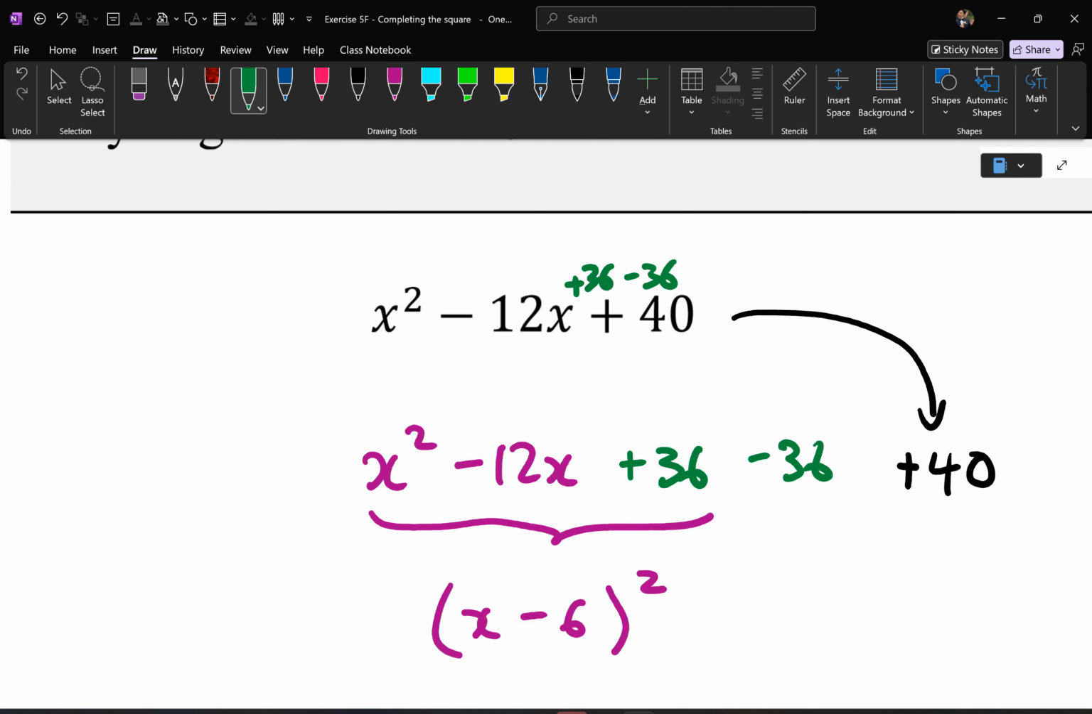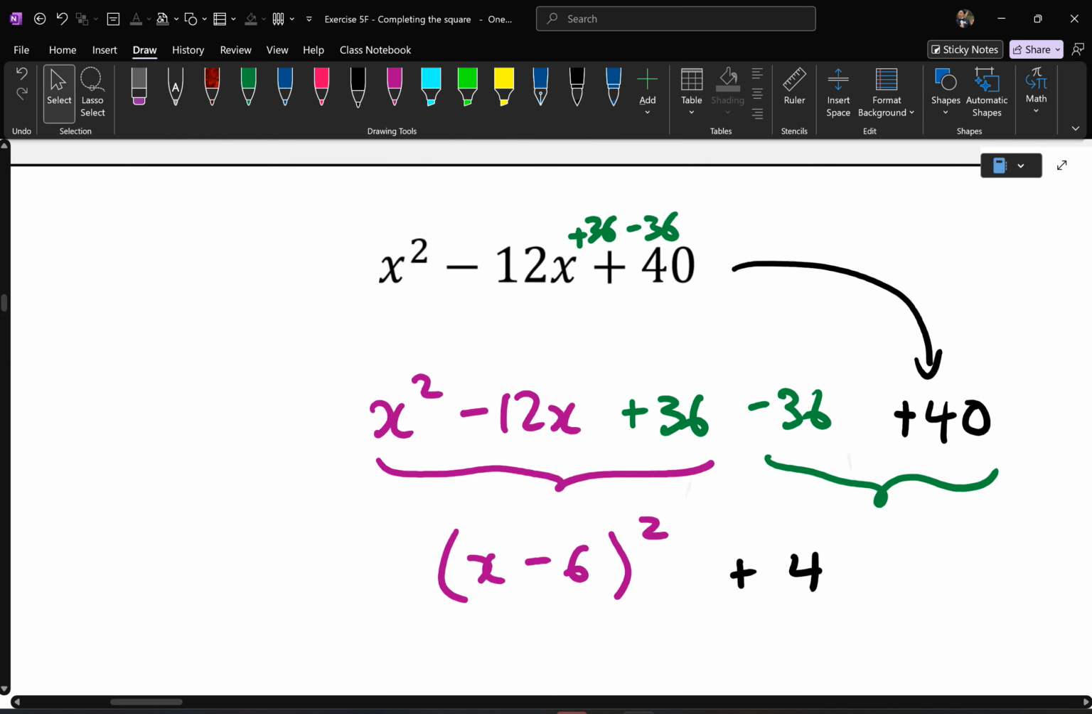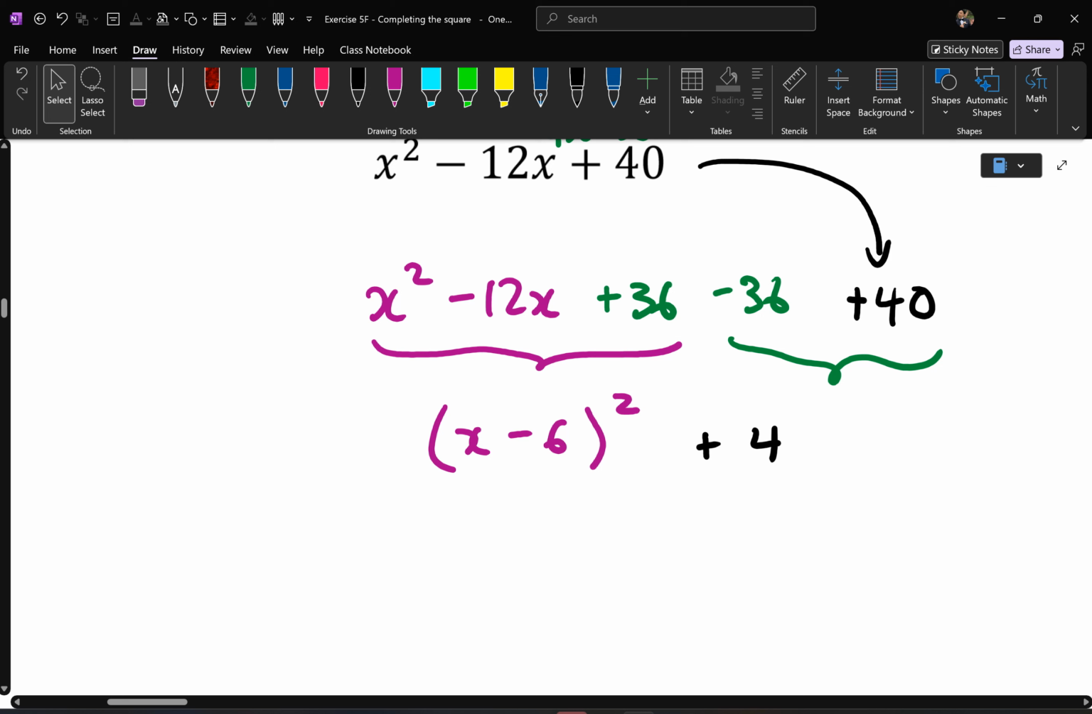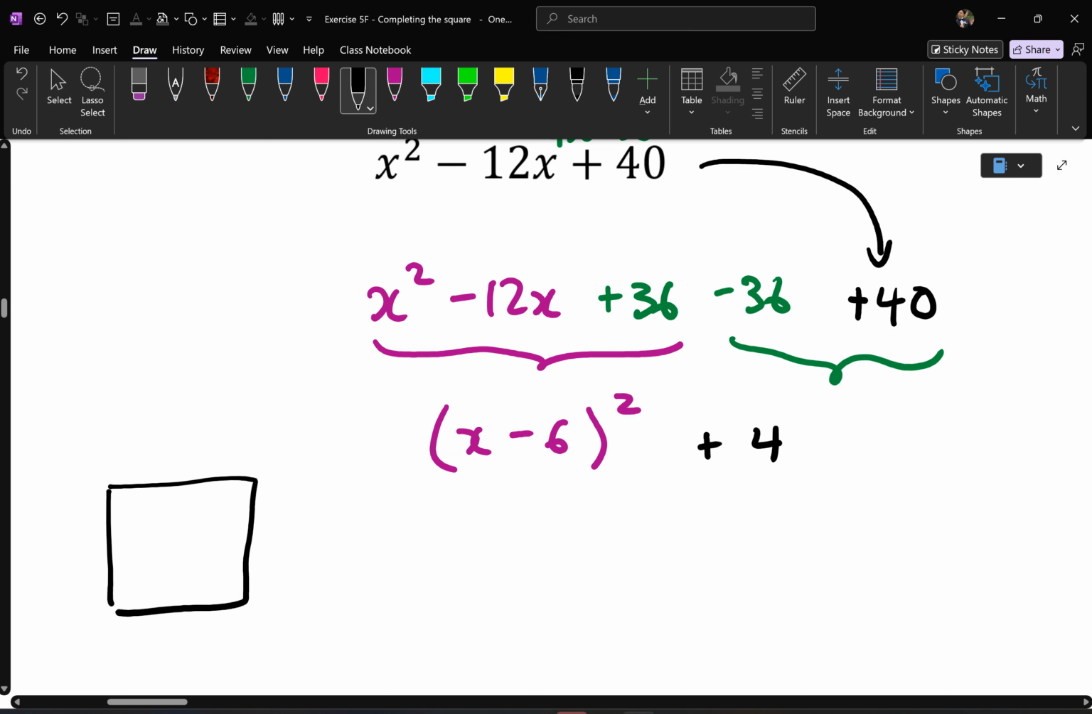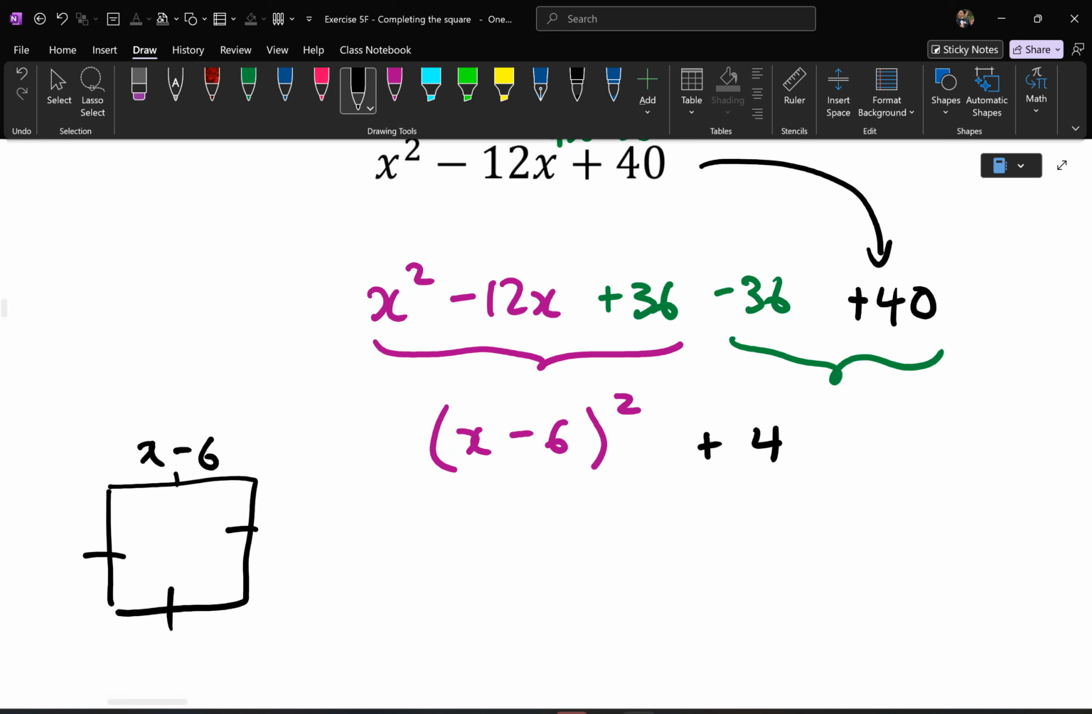So why do we add the 36? It is because visually, this is a perfect square. This is the missing amount. Negative 36 plus 40 now gives me plus 4. So what does that mean on a visual aspect? This means I have a perfect square where it's (x minus 6) squared with an extra area of plus 4. I'm in a surplus. That's what that is.